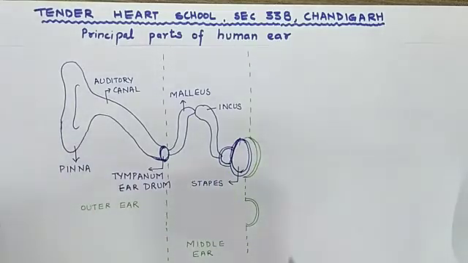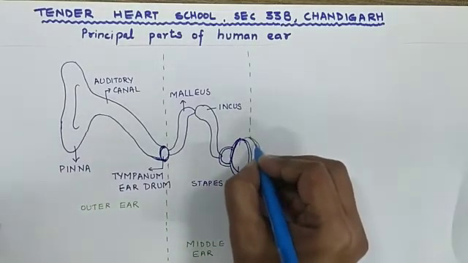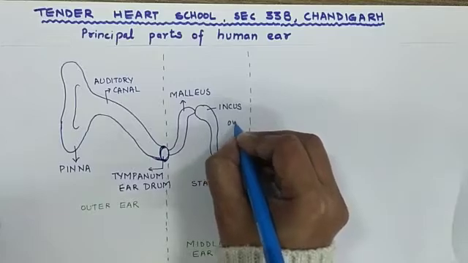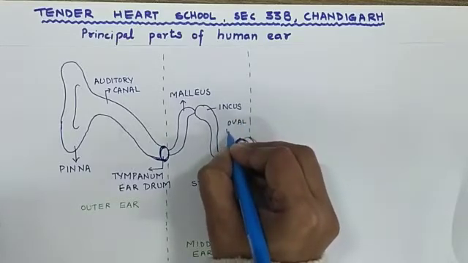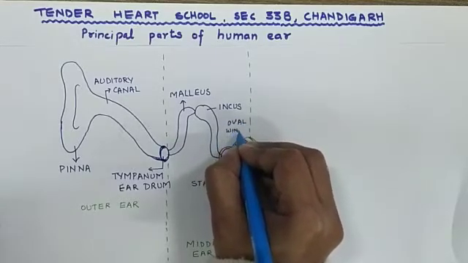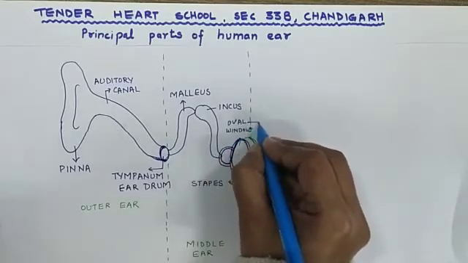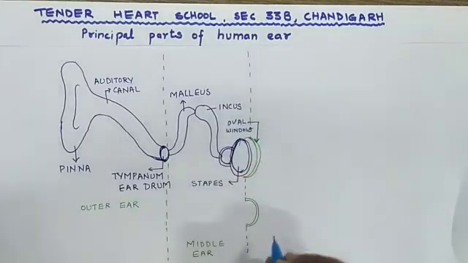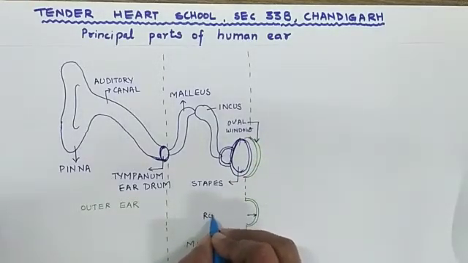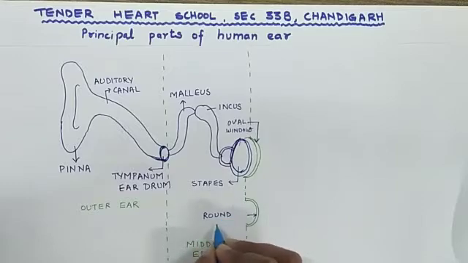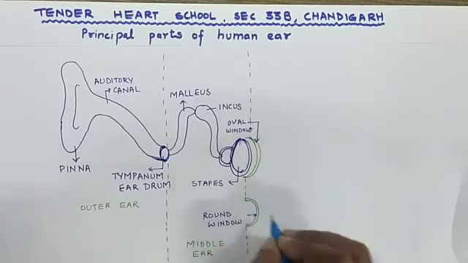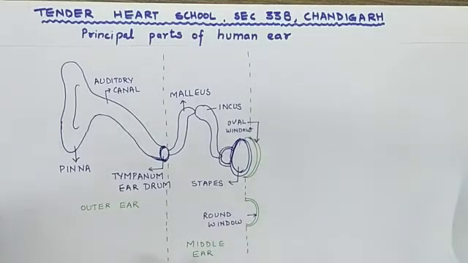So let us label this one also. So this is the oval window. And this one is the round window. The round window is present below the oval window, right? So these are the parts of our middle ear.